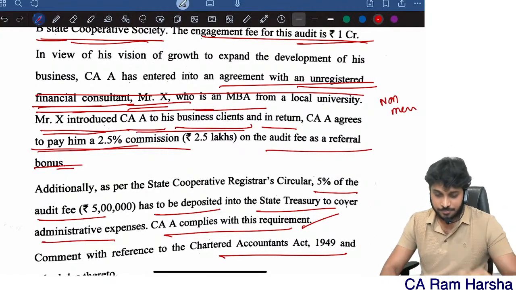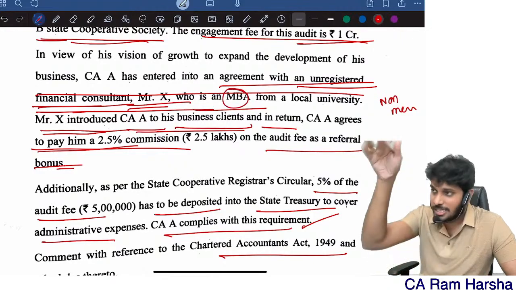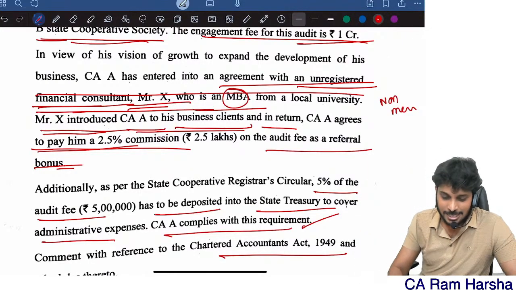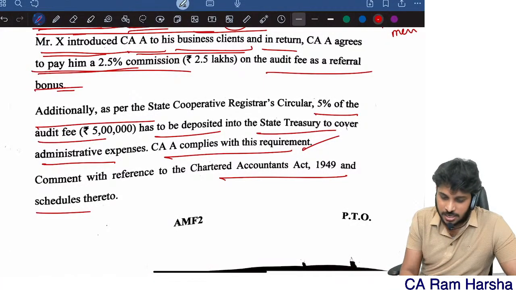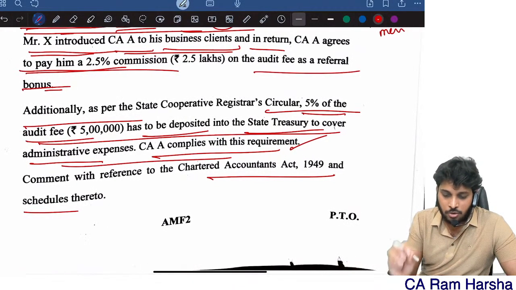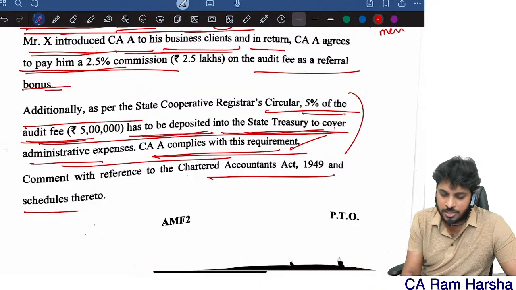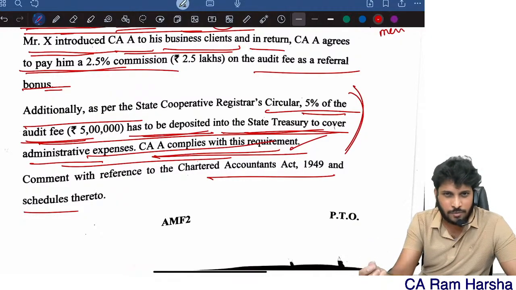Are you getting it? MBA is not covered in the recognized qualifications. Getting it? So it is guilty. Next. Additionally, he has deposited some amount to the state treasury to cover administrative expenses. Okay, additionally, as per the circular, 5% of the audit fee has to be deposited into the state treasury. This is as per the requirement of the circular.